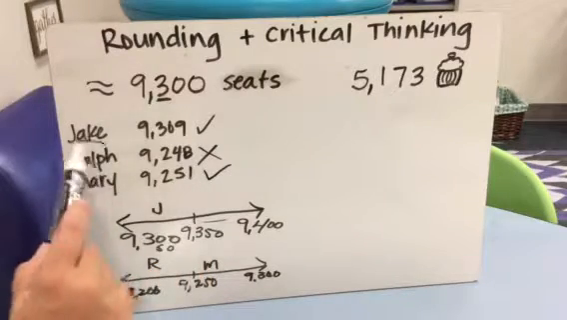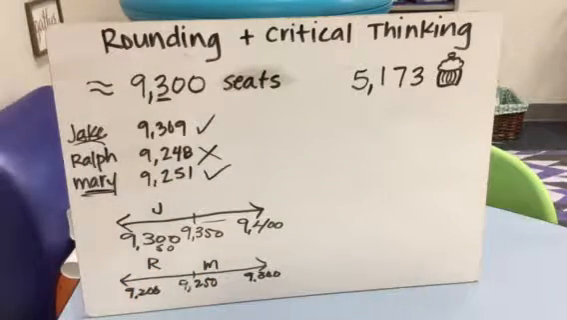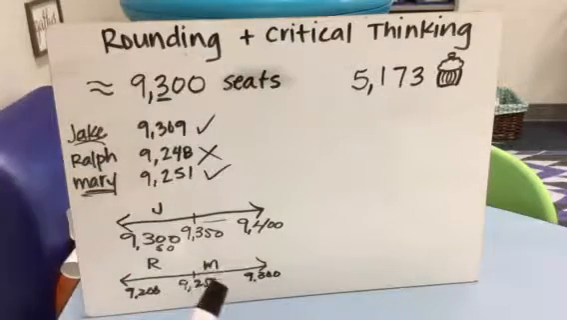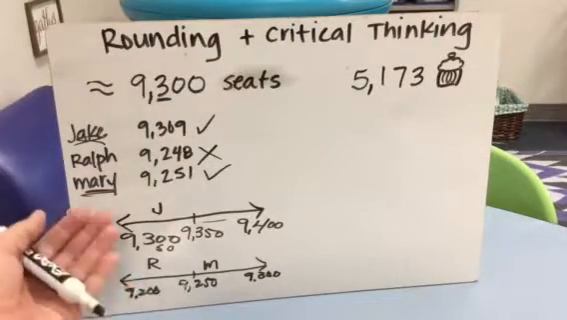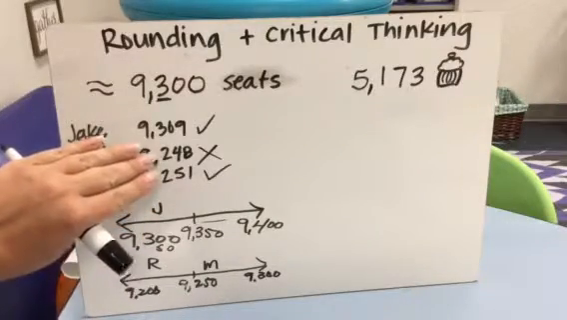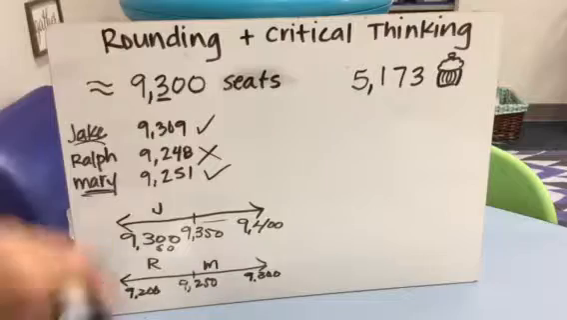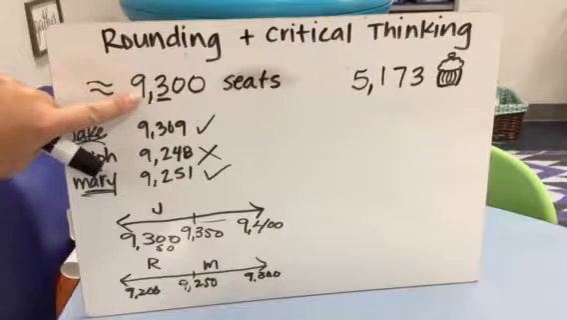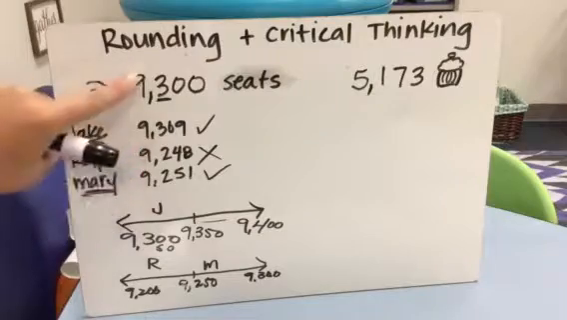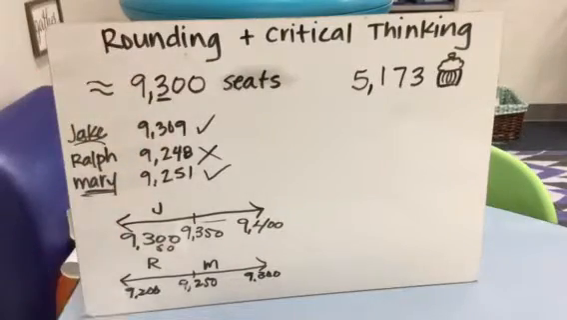So we have two people here who made meaningful guesses where their number would round to 9,300. What you notice here is we actually worked backwards. Instead of rounding these numbers to a benchmark, we were given the benchmark, and we had to work backwards to see which one would meaningfully round there. So we were working backwards. All right, so that's one example where we're using critical thinking.